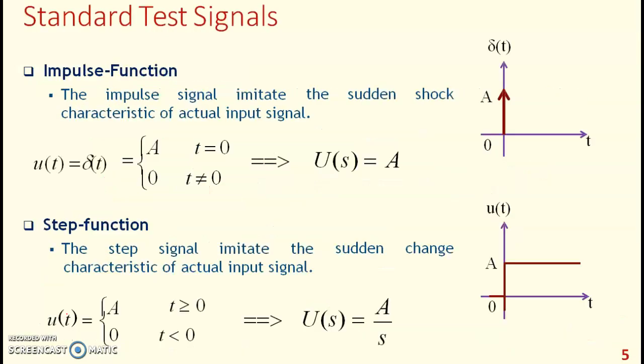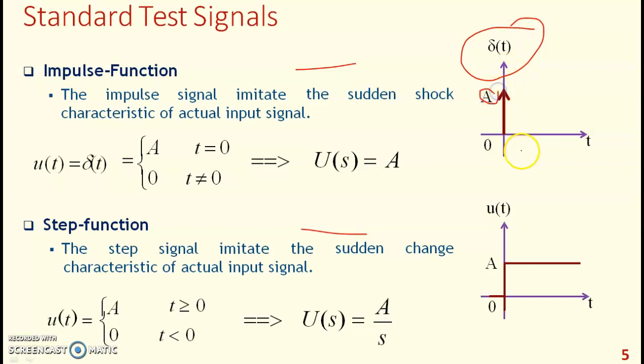So let us consider the main standard test signals, which come under second order system. There are three kinds of signals which are discussed in the transient response: impulse function, step and ramp. Impulse function means the magnitude is equal to 1 and it is a constant. So let us consider the impulse function, which is represented by delta of t. This delta of t indicates an impulse signal.